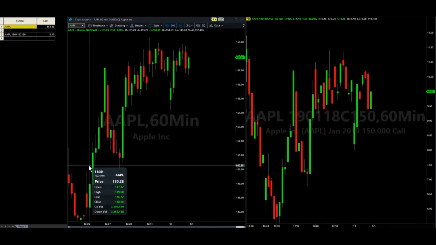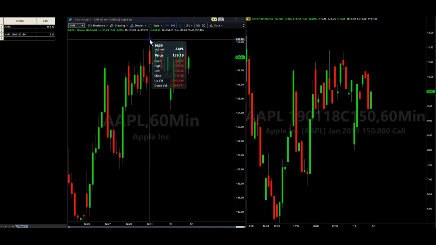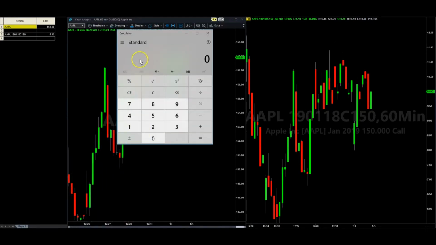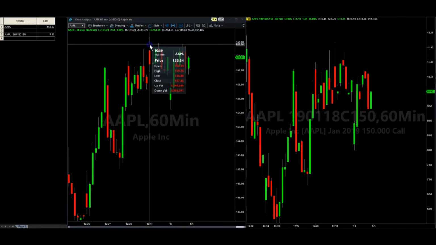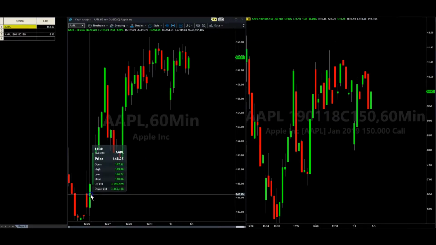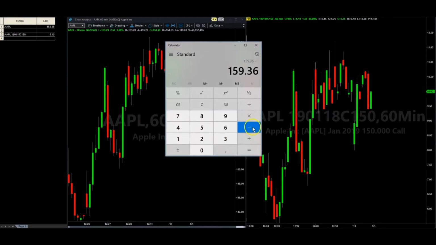On the date of 12/26 at 11:30 in the morning, Apple was trading at 148.96. On 12/31, Apple was trading at a high of 159.36. Assuming that we bought here and sold at the high, which we wouldn't have, but let's just assume that we would have, 159.36, we'll be able to determine our possible gain. 148.96, we'll subtract 148.96 from the high. And so if we had purchased here and sold literally at the very top, we would have made $10.04 per share.